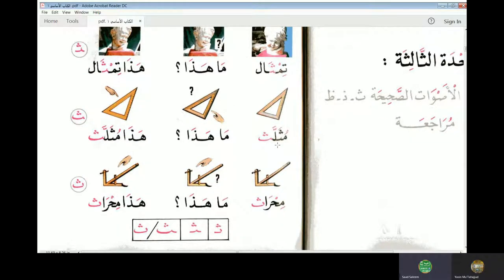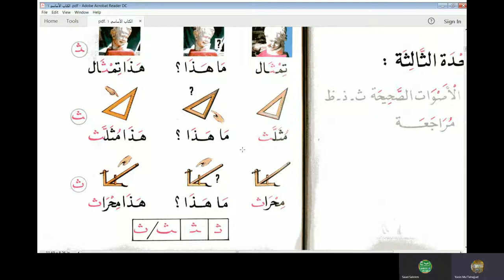مثلث. Muthallath, and what do you call that? Muthallath means triangle. Yes, mihrath means plow. Do you know what is a plow?